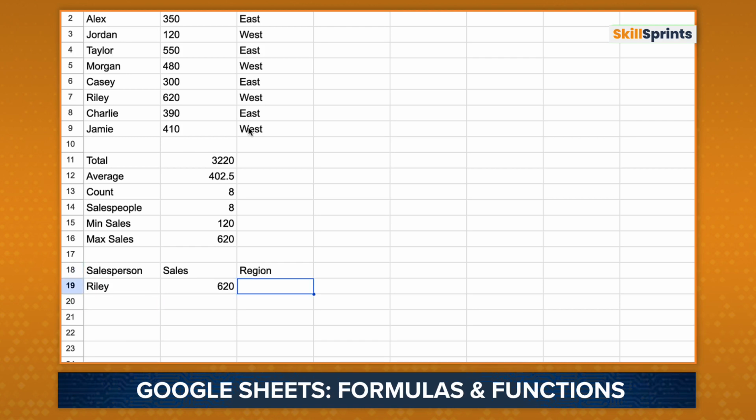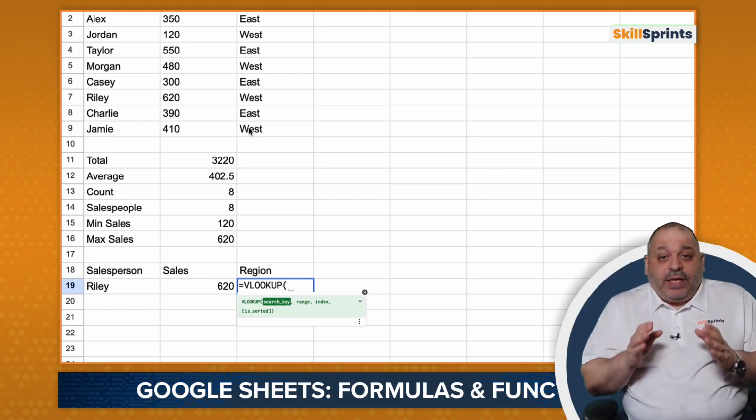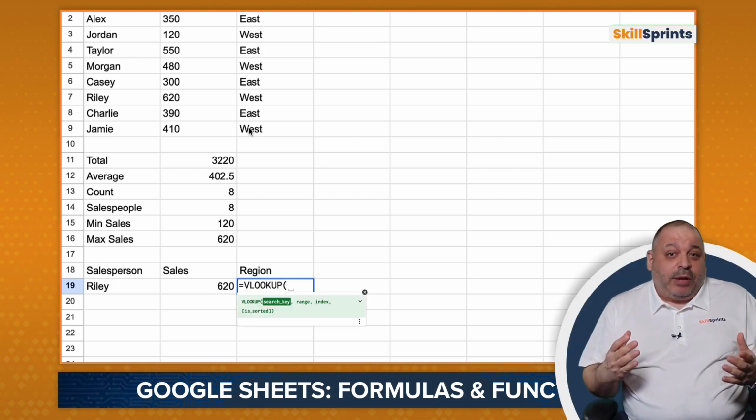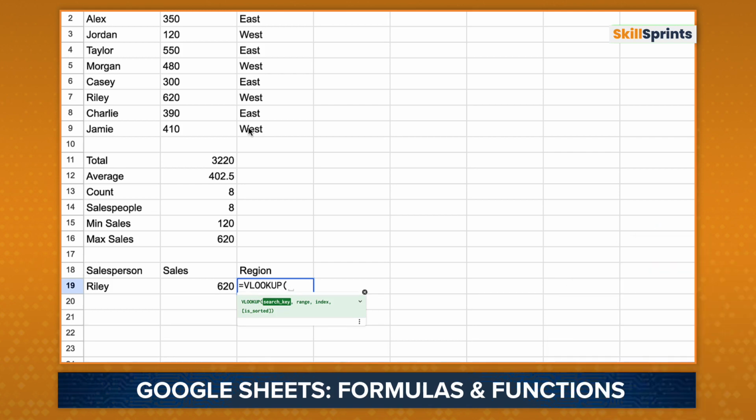Let's try this again, also looking up the region of the salesperson. Same concept. We're going to use VLOOKUP, which stands for vertical lookup. By the way, if your data is oriented horizontally, there's an HLOOKUP for horizontal data. Same idea. So the search key, again, is going to be in cell A19, because we're looking up by the actual name of the salesperson. Our range is the same, A2 through C9. But this time, the index is column 3, because we're looking for the region. And again, data is not sorted. So is that correct? Riley is 620 west.